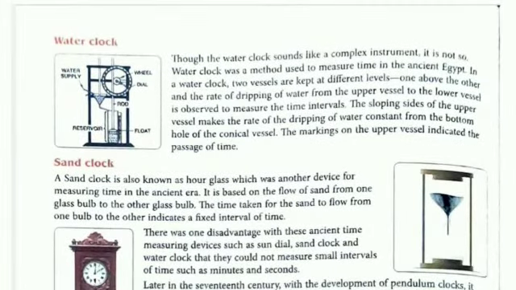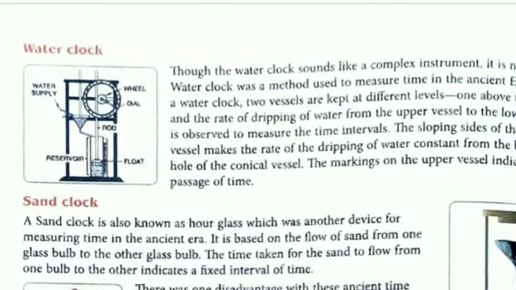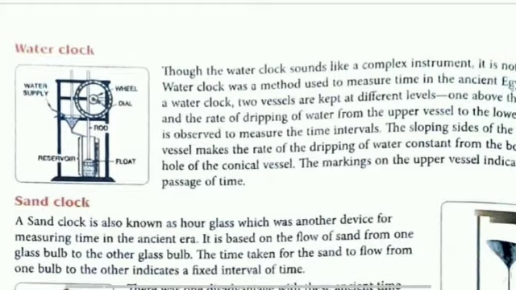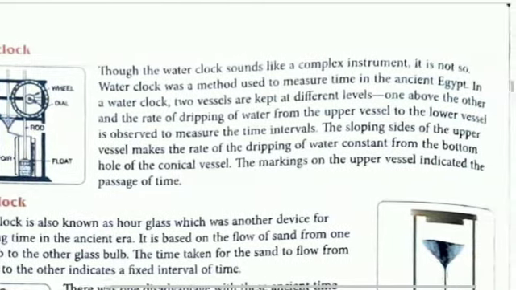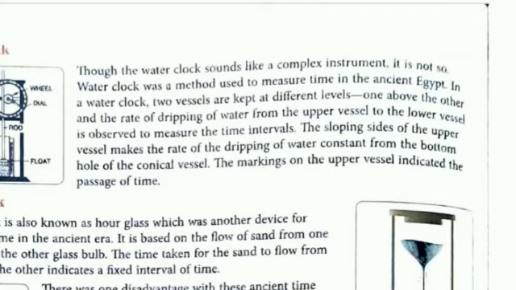This is a picture of water clock. Here are two reservoirs, two utensils. One is conical shape and the other is a reservoir. And there is a wheel. There is a rod. It looks very complex, but it is not so complex. Though the water clock sounds like a complex instrument, it is not so complex.